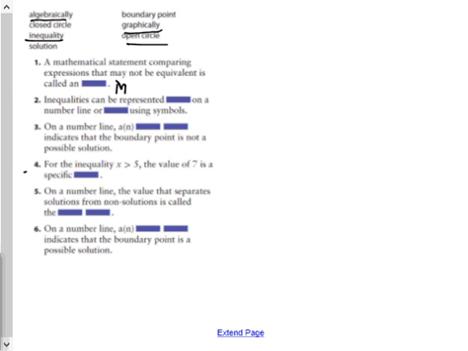Question 4, for the inequality x is greater than 5, the value of 7 is a specific solution that can be used, because any number greater than 5, 7 is one of those numbers. Number 5, on a number line, the value that separates solutions from non-solutions is called the boundary point. And finally, on a number line, a closed circle indicates a boundary point is a possible solution.